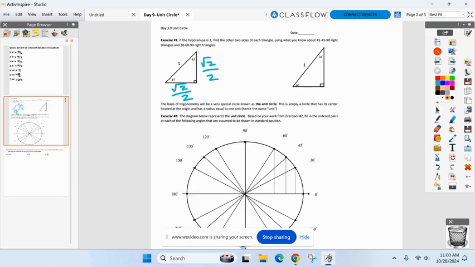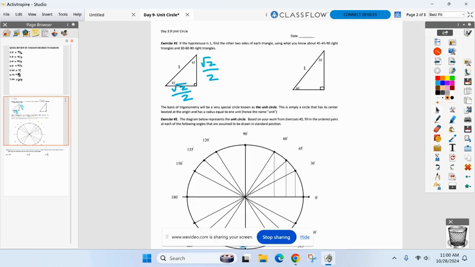And then your 30, 60, 90 over here: across from the 30, 1/2. And across from the 60, radical 3 over 2. All right, so keep a peek on those as we go down to this thing here.